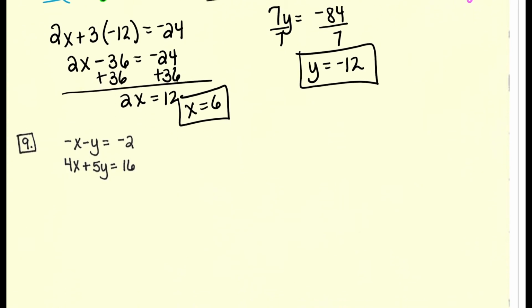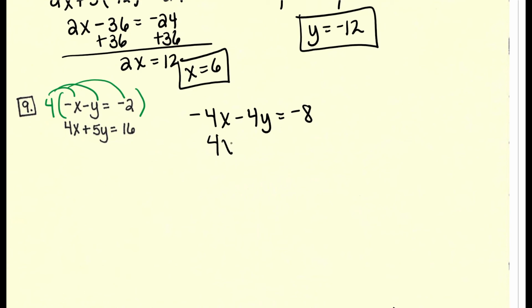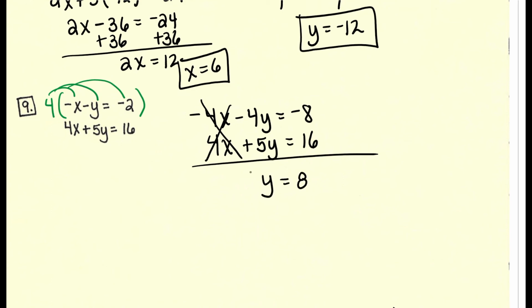Okay, let's take a look at problem number 9. Again, pause this video and try it on your own to see how you do. You can choose to eliminate your x's or your y's. I'm going to eliminate my x's. So if that's a 4 in the bottom equation, I'm going to need a negative 4 in the top equation. So distribute that through. And I have negative 4x minus 4y is equal to negative 8. The bottom equation, I'm just going to leave just like it is. And so those x's are going to eliminate. And I'm going to have y equals 8.